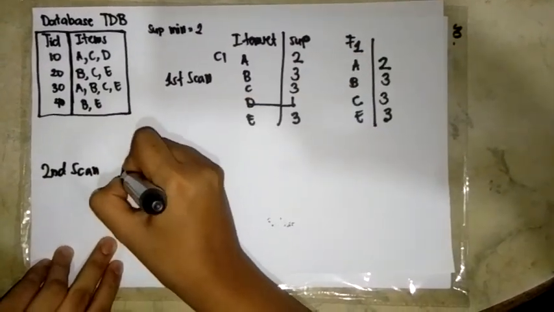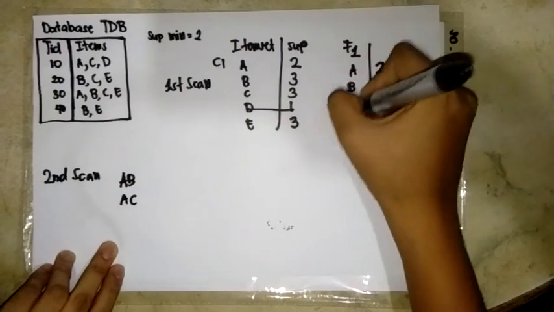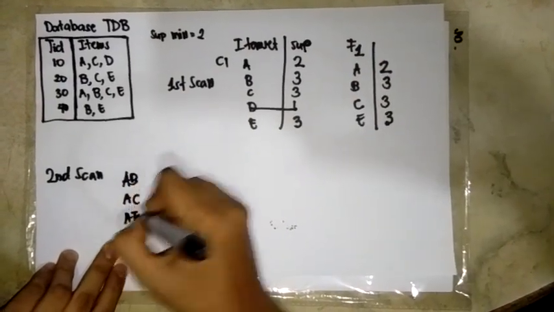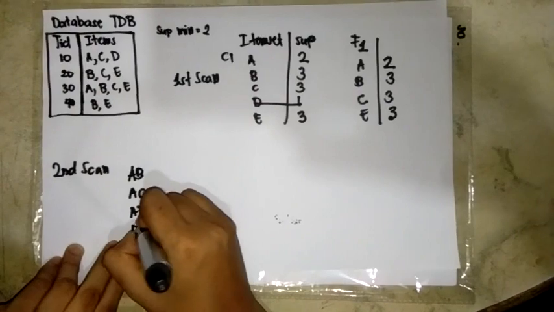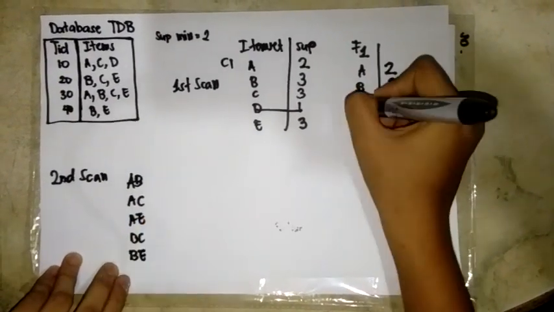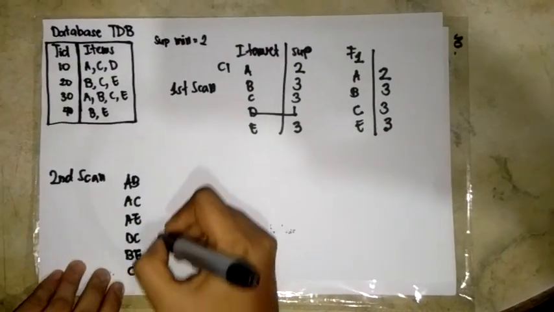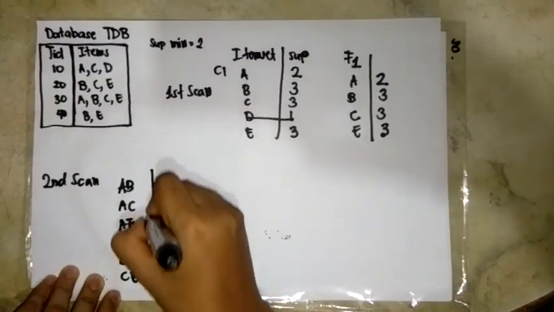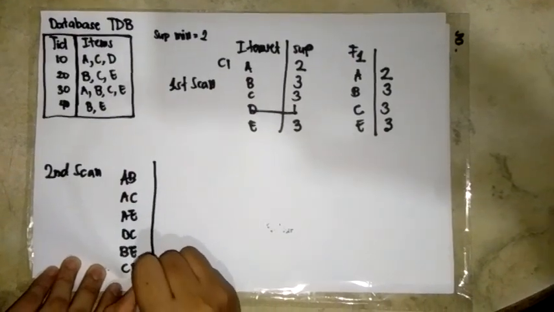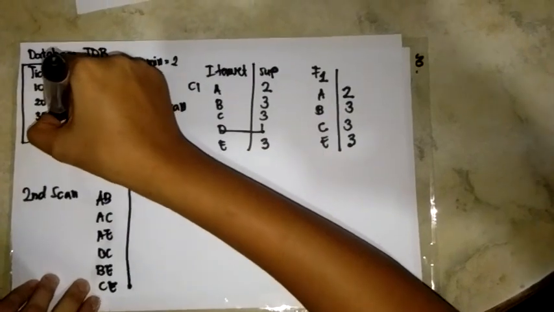AB, AC, AE, BC, BE, and CE. So let's determine how many AB in the transaction. So we have 1.